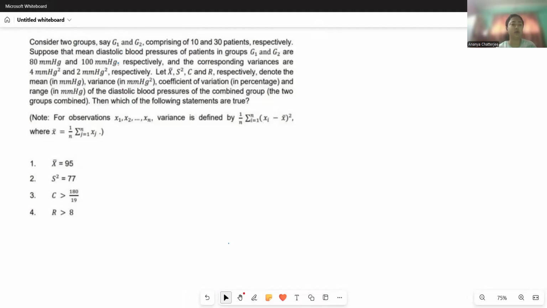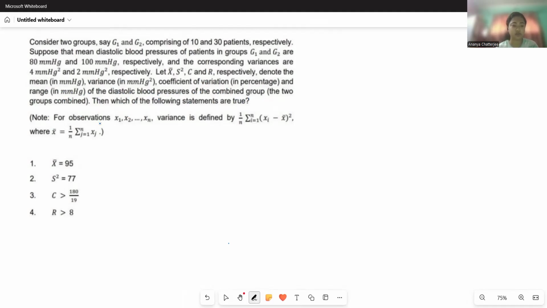So today we have come with a problem: consider two groups, say G1 and G2, comprising 10 and 30 patients respectively. Suppose that the mean diastolic blood pressures of the patients in groups G1 and G2 are 80 and 100 respectively, and the corresponding variances are 4 and 2 respectively. Let X bar, S square, C and R respectively denote the mean, variance, coefficient of variation and range of the diastolic blood pressures of the combined group. Then which of the following statements are true?